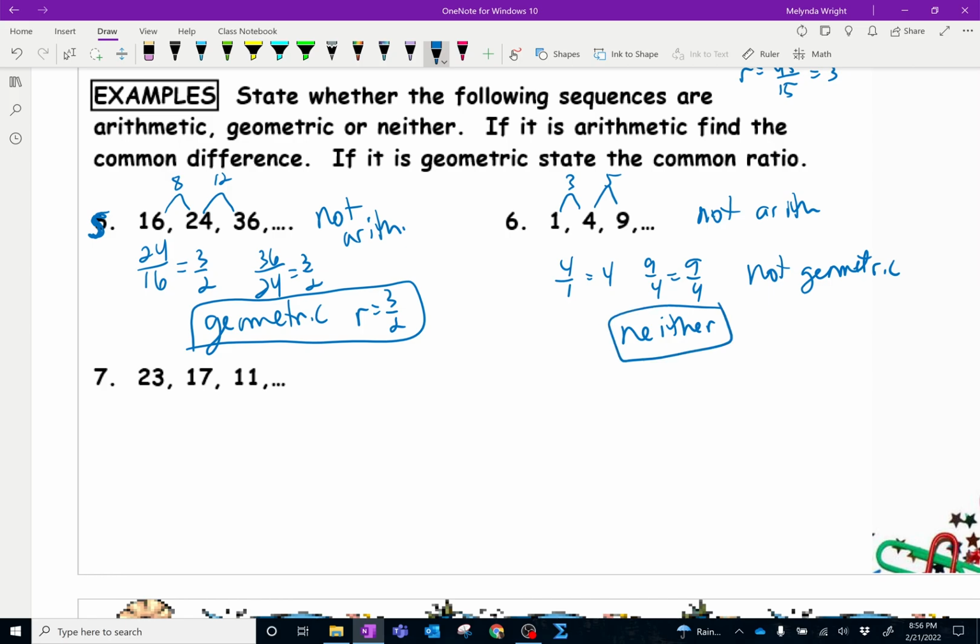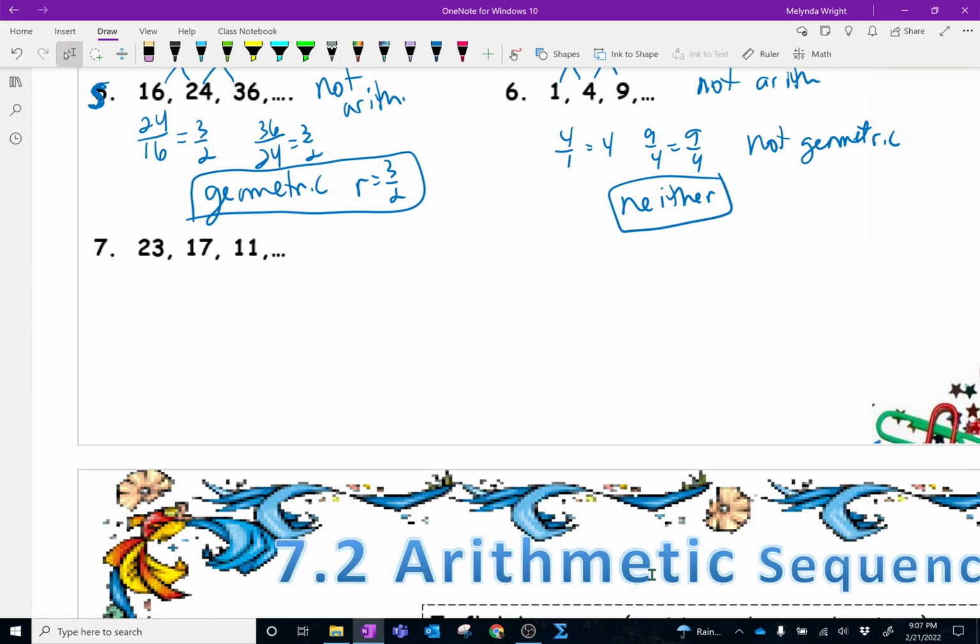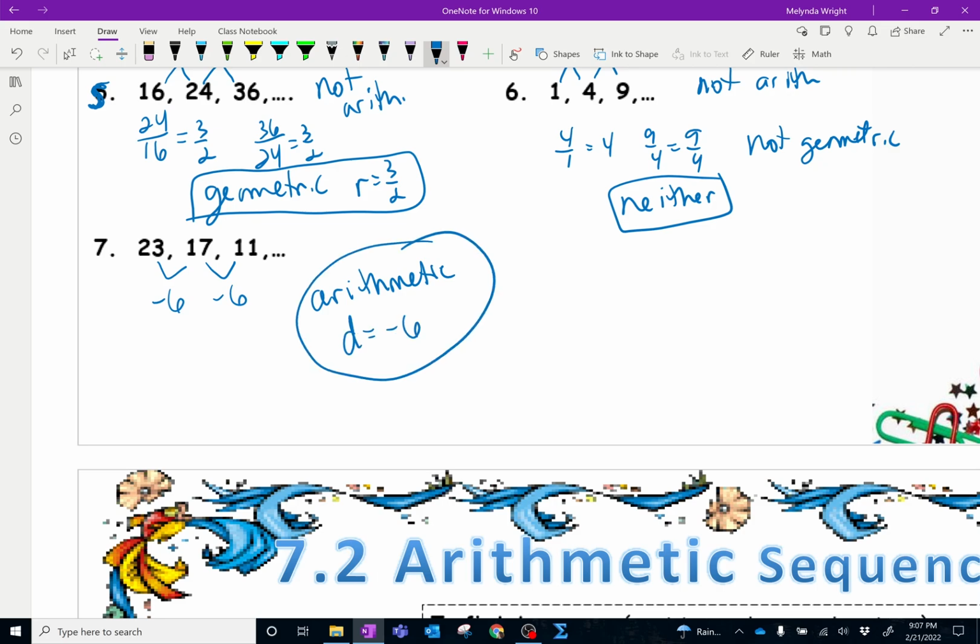All right, so last one. On this last one, we want to look at the difference between the terms. Let's see, 23 minus what would give us 17, minus 6. 17 minus what would give us 11, we'd subtract 6. Okay, great. So this is arithmetic, and our d value would be -6. So it's arithmetic with our d value of -6.